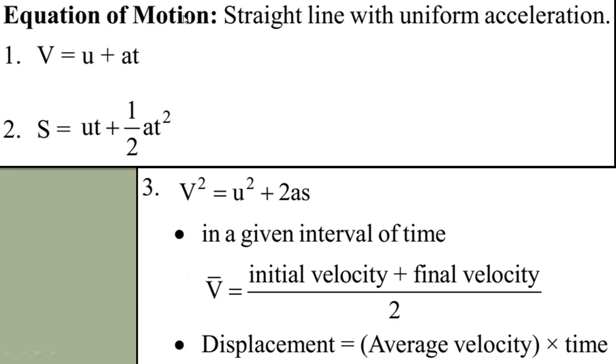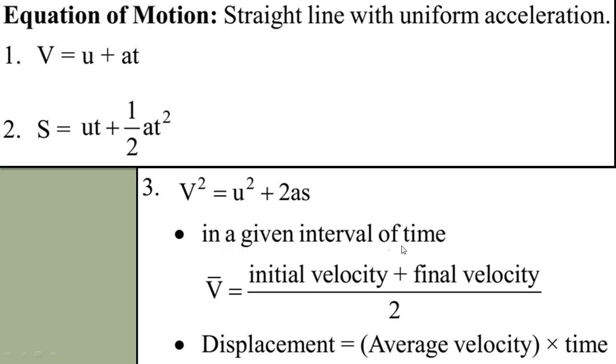Then equations of motion. Straight line with uniform acceleration. The path is a straight path and the motion is with uniform acceleration. Equations of motion: v = u + at, s = ut + half at square, v square = u square + 2as. Here v is the final velocity, u is the initial velocity, a is the acceleration, t is the time, and s is the displacement.